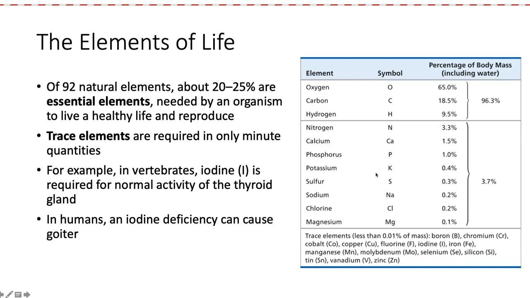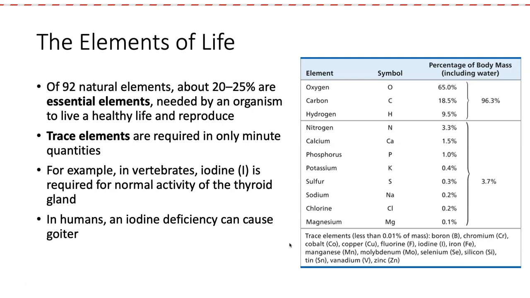There are other essential elements too, including nitrogen, calcium, phosphorus, potassium, and sulfur, which you've probably heard of. Here's sodium and chlorine at a very small amount, but if you don't have them, you will not be able to live. And also magnesium. All of these together are considered essential elements. There are some other elements called trace elements, and those are only needed in very small or minute quantities. A good example for you is iodine.